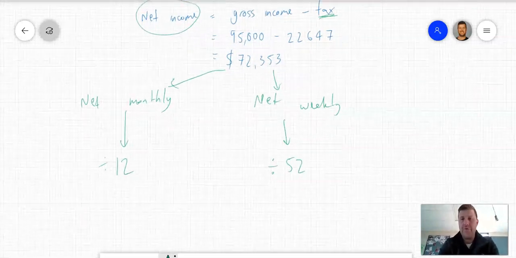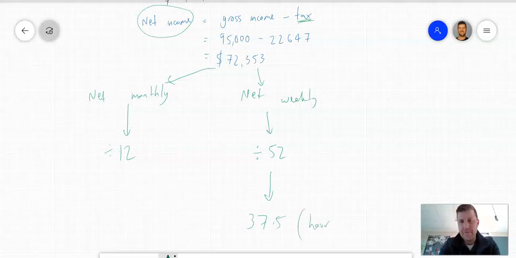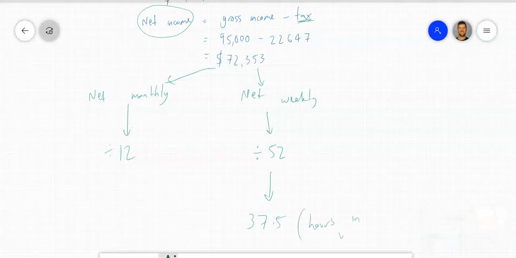And if you wanted to work out the net hourly pay, again, take your weekly net income and divide that by 37.5 hours, or working hours, we say, in a week. Or here in Australia anyway. So there you guys have it. Hopefully that helps. Not in an hour, in a year, I should have said. And yeah, just take it as far as you need.